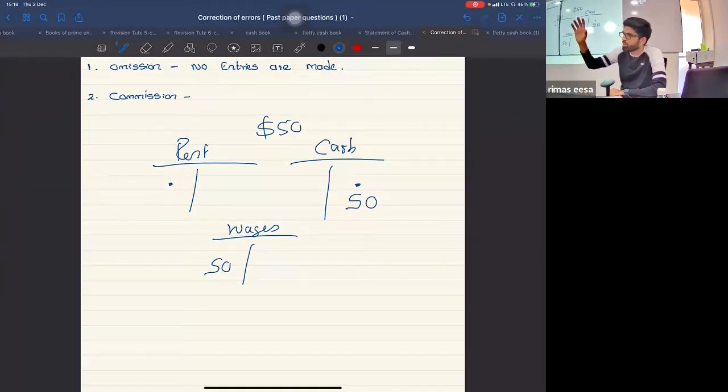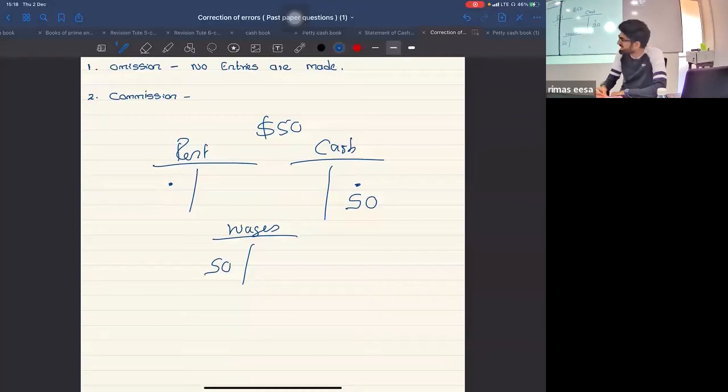class? Both have to be assets. If not, both should be expenses. If not, both should be liabilities. Both should be income. Now, if I ask you a question, what is rent? Expense. What is wages? Expense. So are those two in the same class? Yes. So if you enter in the wrong account, but it is in the same class, then what is the name of that error? Commission.